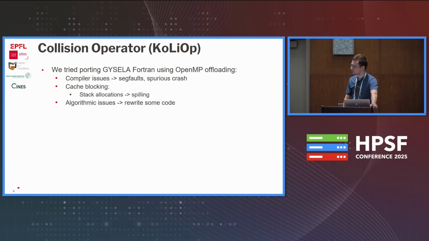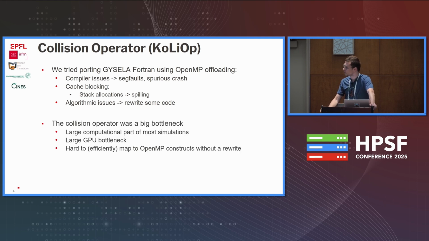So we tried porting Gisela Fortran. It was done 3 years ago. We tried using OpenMP offloading, and it works, let's say, not as expected. We had compiler issues, we had segfaults, spurious crashes. It was hard. And one of the most important issues was that even if we could port the code, what would work best on CPU would not work best on GPU. And we had, in the end, a lot of algorithmic issues. And just porting the code as is, just adding the OpenMP target clauses, for instance, was not enough.